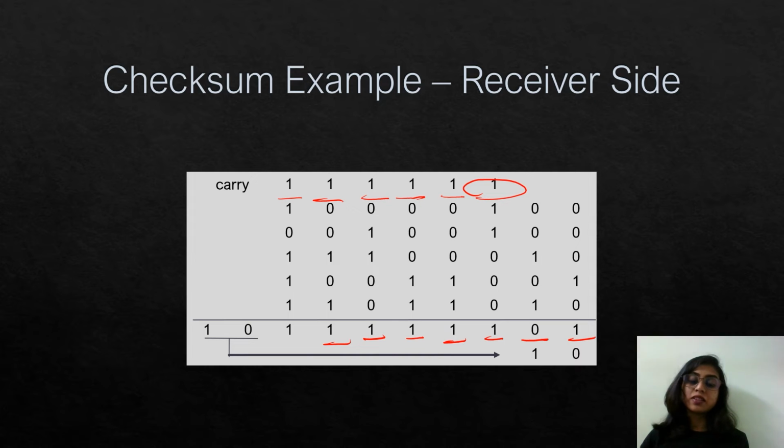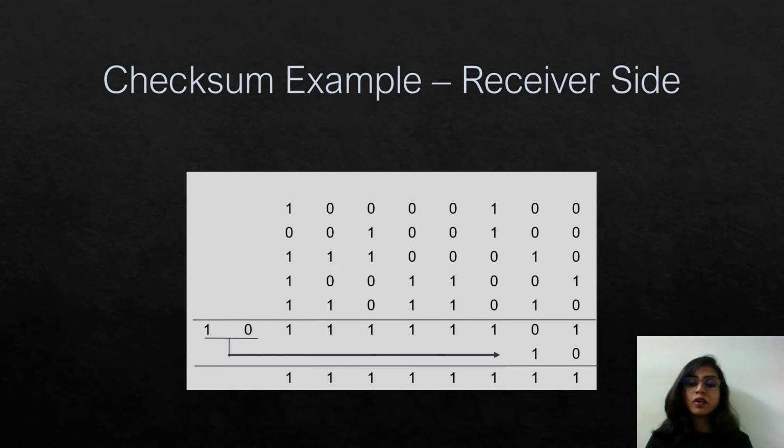So now it is 1 plus 1 plus 0 plus 1 plus 1 is 101. So 1 is written here and 10 is the actual carry. So 10 is brought down here, and after getting down the carry here, we will be performing the addition again.